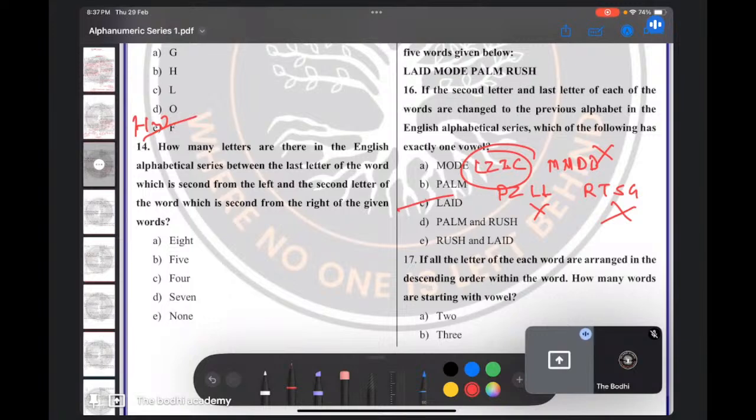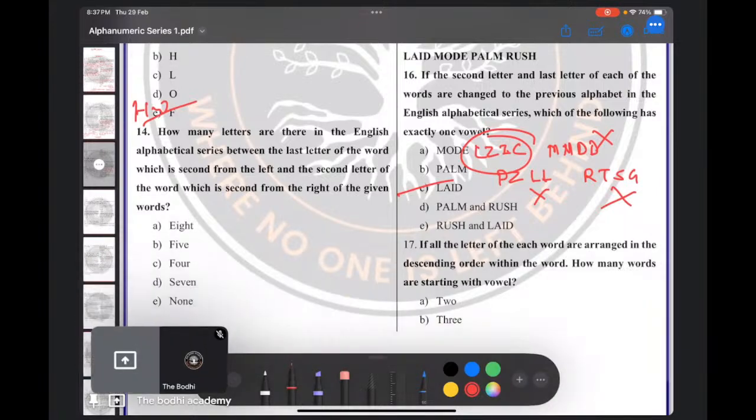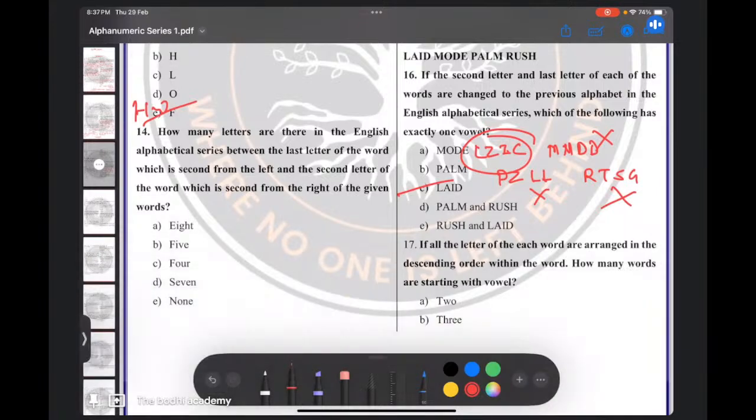So lead, how will you arrange lead? Lead you have to arrange like this. L, I, D, A. Okay. Mode. Mode have to arrange like this. First will come O, then M, then E, and then D. Then palm. Palm will look like this. P, M, L, A. Next, rush. Means U, R, S, and H.